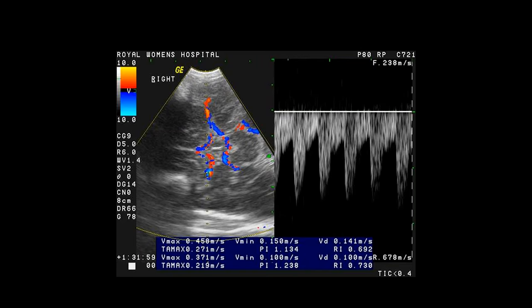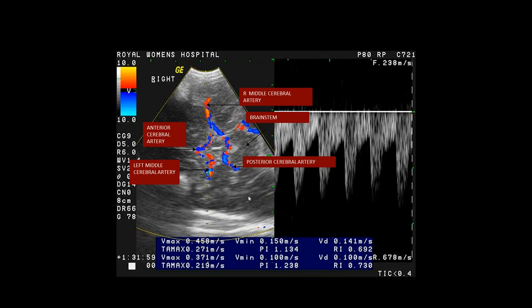This is looking at the circle of Willis. So this is your right middle cerebral artery because the image is labeled, showing that we're now imaging through the right mastoid fontanelle view. There are the anterior cerebral arteries. This is part of the brainstem, the cerebral peduncles. And this is the left middle cerebral artery and the posterior cerebral artery.